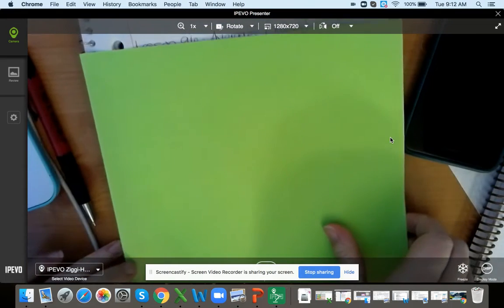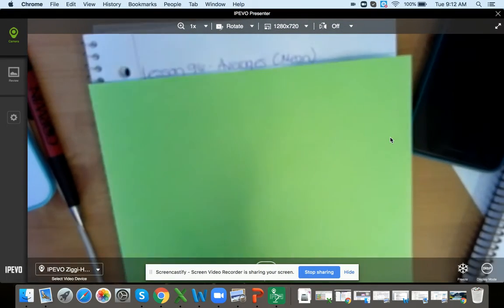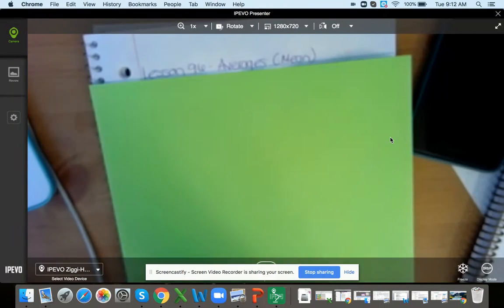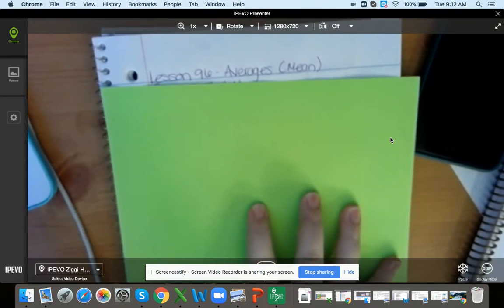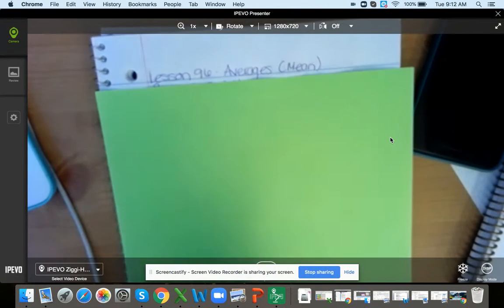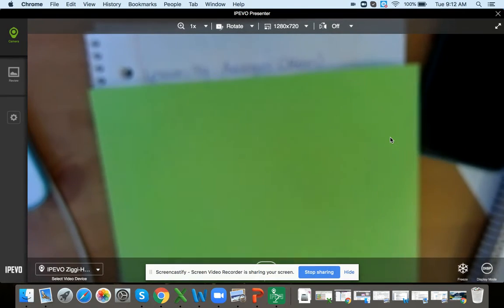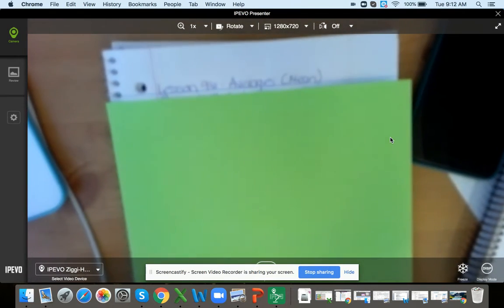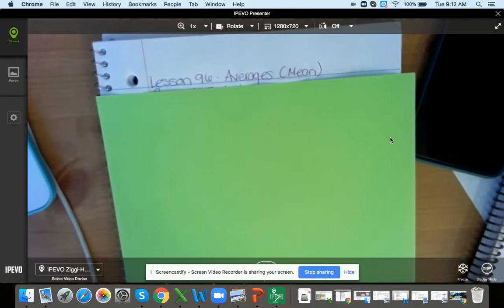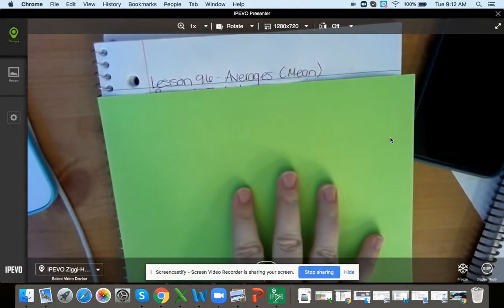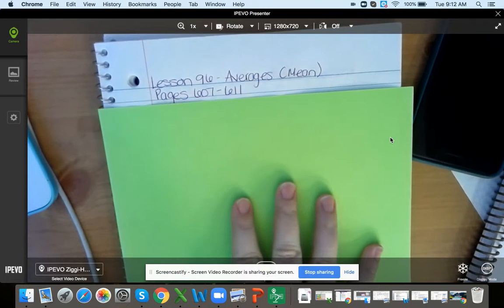Hey everybody, I am going to give you some notes on lesson 96, all about averages and the mean. What I put for mean is that tomorrow's lesson is going to be talking a little bit about range, mode, and mean. So I am putting that up there so that you can see it a little bit better and understand that averages mean the same thing as mean.